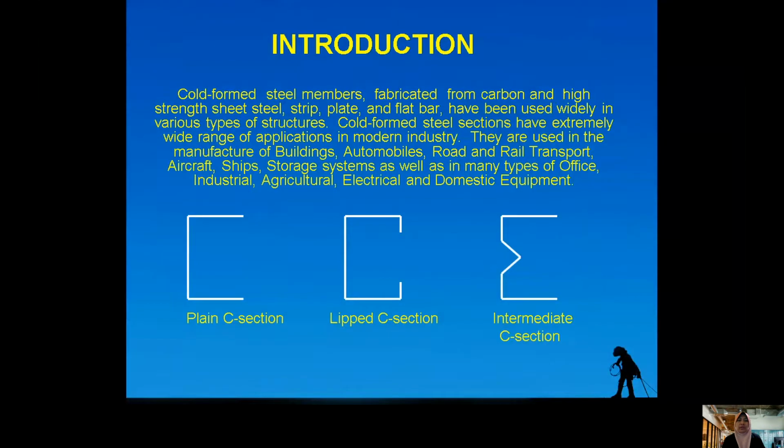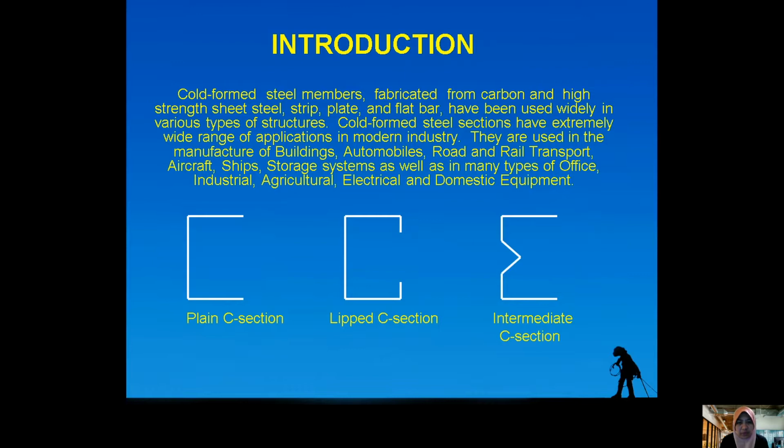For the introduction, I would like to present on cold form steel members, which are fabricated from carbon and high strength sheet steel. Strip plate and strip flat bar have been used widely in various types of structures. Cold form steel sections have an extremely wide range of applications in modern industry. They are used in the manufacture of buildings, automobiles, road and rail transport, aircraft, ships, storage systems, as well as in many types of office, industrial, agricultural, electrical, and domestic equipment.